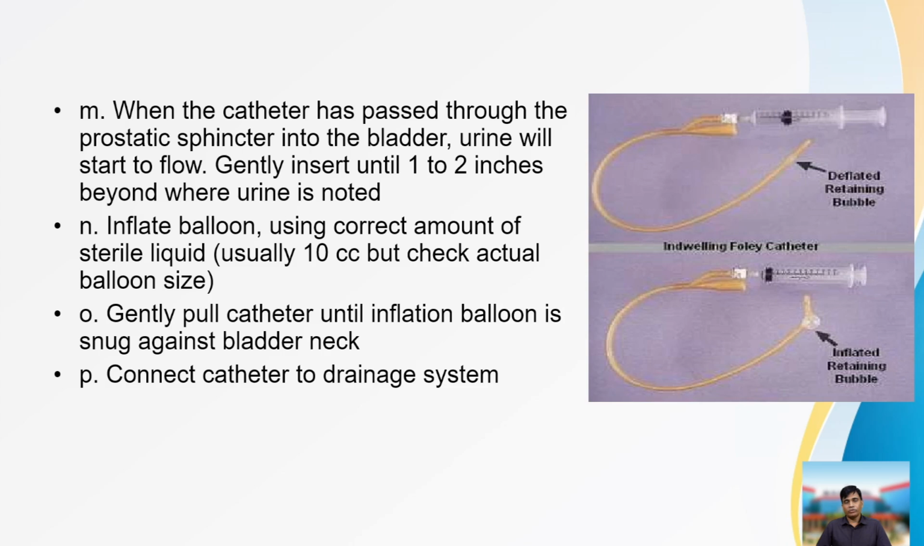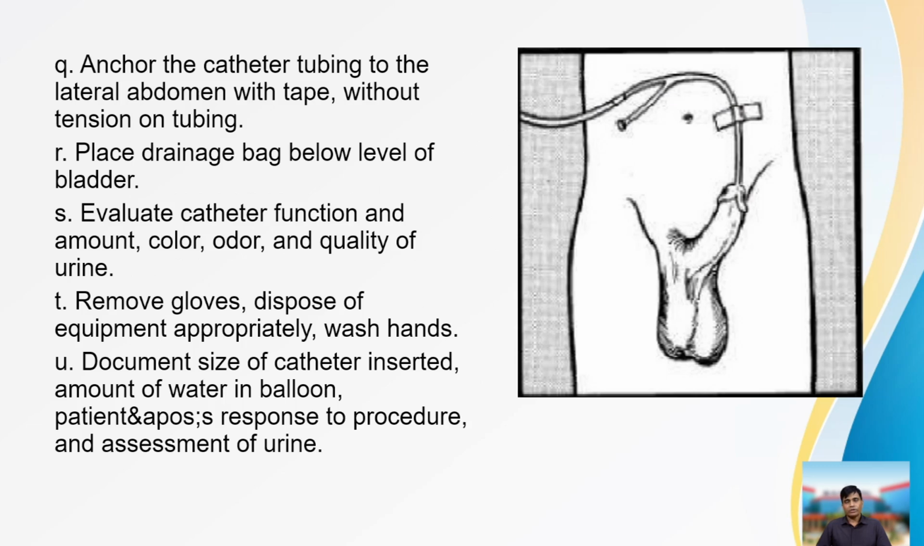Next, inflate the balloon using the correct amount of sterile liquid, usually 10 ml, but check the actual balloon size according to the patient. Gently pull the catheter until the inflation balloon is snug against the bladder neck. Next, connect the catheter to the drainage bag. Anchor the catheter tubing to the lateral abdomen without tension on the tubing. Place the drainage bag below the level of the bladder.